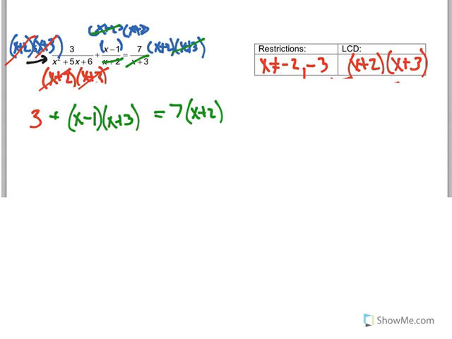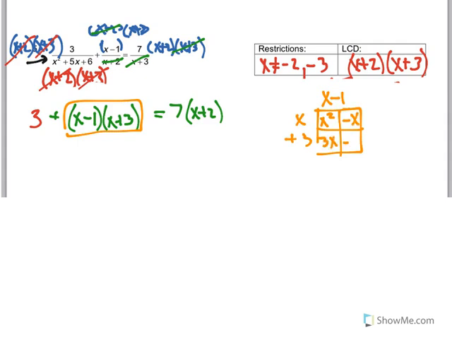Now we have to solve. The first thing I'll do is multiply this part out. So when I multiply x minus 1 times x plus 3, I get x squared minus x plus 3x and a minus 3. So I have x squared, 3x minus x is 2x, and minus 3. So I have 3 plus x squared plus 2x minus 3 equals 7x plus 14.